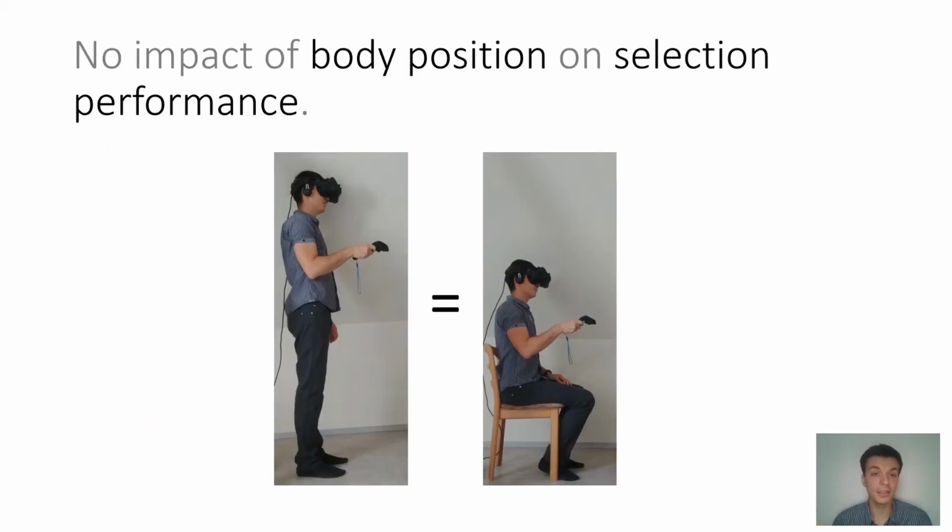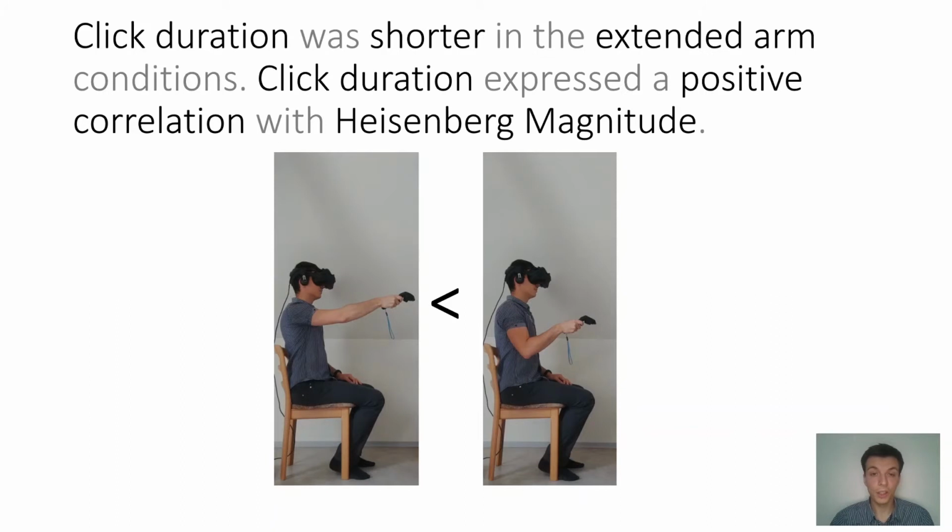We didn't find any significant difference for body posture, so standing or sitting didn't obviously affect the selecting arm. We did find a difference in the click duration for the arm posture. So an extended arm led to a shorter click duration, which might be due to the tension in the muscles. And we also found at the end that click duration was correlating with Heisenberg magnitude. So a longer click or longer selection would lead to a higher angular displacement or higher angular offset.